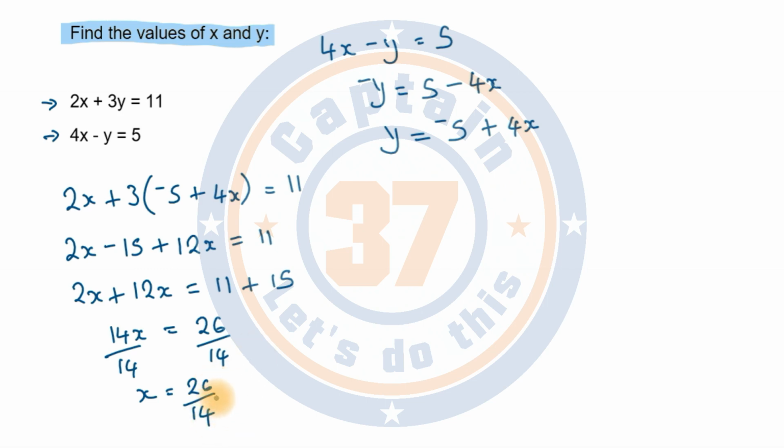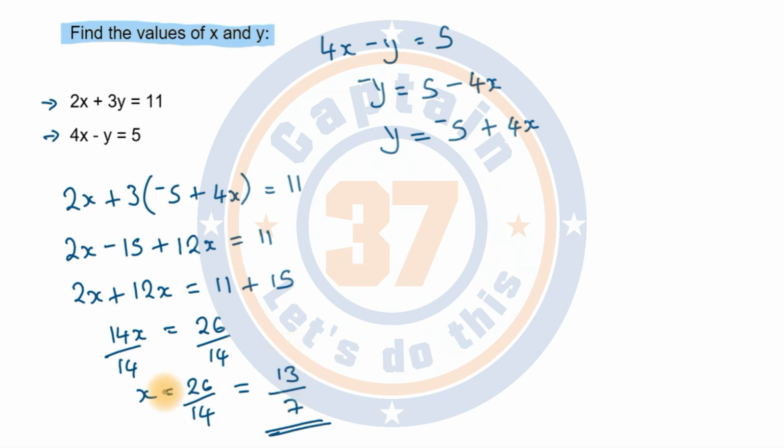But there is a single number that can go into these two without leaving a remainder. Let's get 2 itself. 2 into 26. How many times does 2 go into 26? It's going to be 13. And 2 into 14 is 7. So the value of x is 13 over 7.